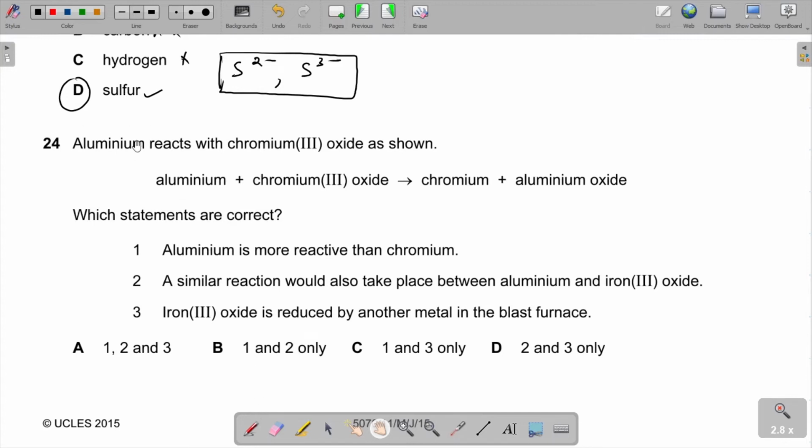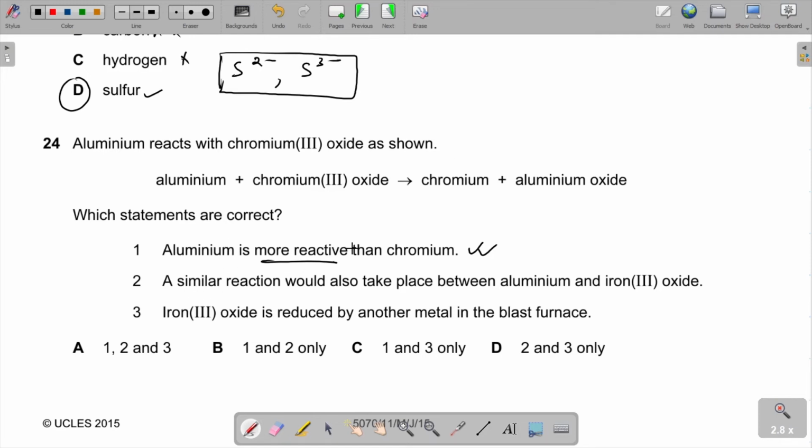Let's take a look at question number 24. Aluminum reacts with chromium(III) oxide as shown: aluminum plus chromium(III) oxide gives chromium plus aluminum oxide. Which statements are correct? Aluminum is more reactive than chromium. Yes, aluminum is more reactive than chromium, because chromium is a transition metal and aluminum is a group 3 metal.